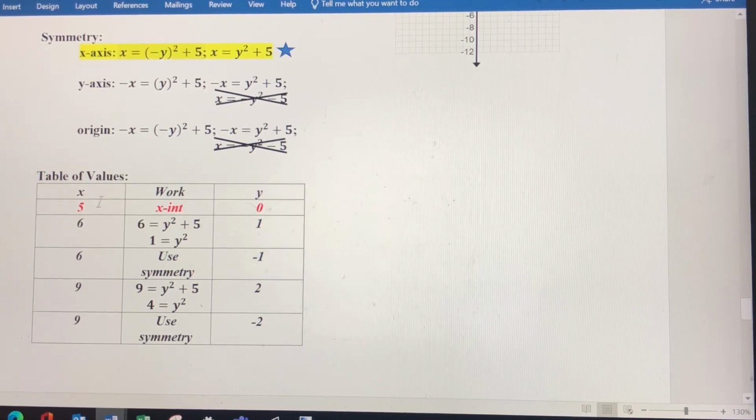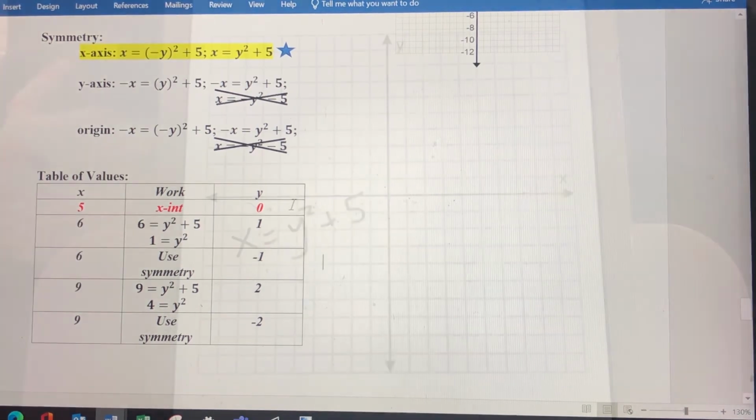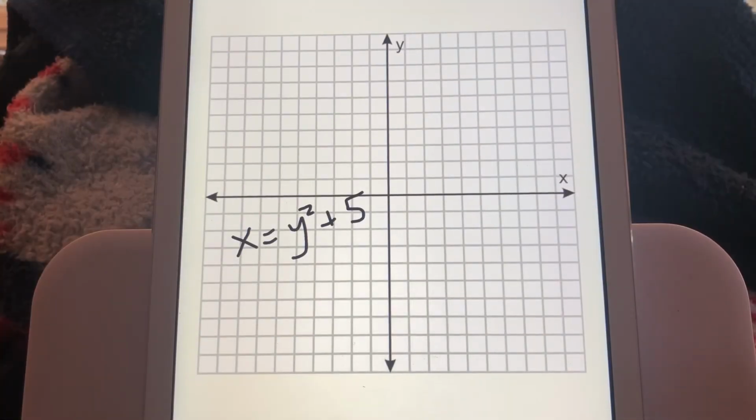We want to plot these 5 points, these 5 ordered pairs, to draw our graph. So let's go do that. Graphing the equation x equals y squared plus 5, we've got our table of values, so let's use that. We had our intercept at 5, 0. We had our values at 6, 1 and 6, negative 1. You can see we're using that x-axis symmetry to plot those points. Notice they're the same distance from the x-axis. Then we've got our points at 9, 2 and 9, negative 2. Again, you can see the x-axis symmetry in the graph.